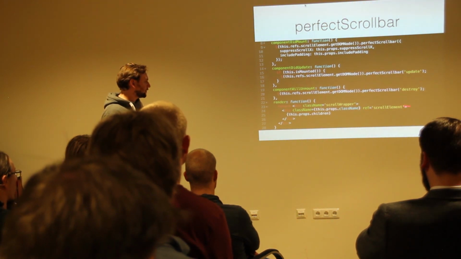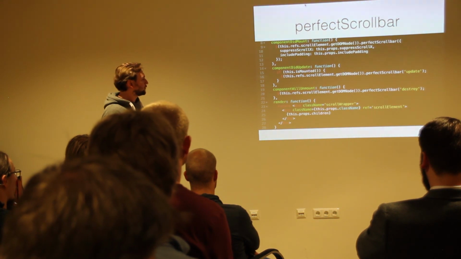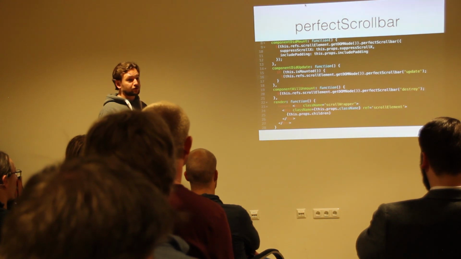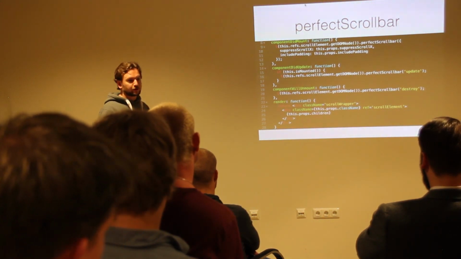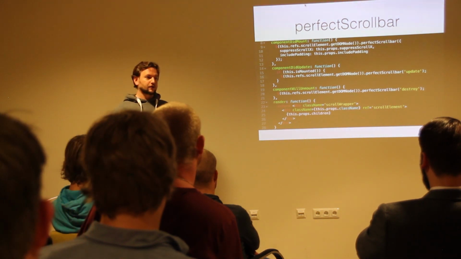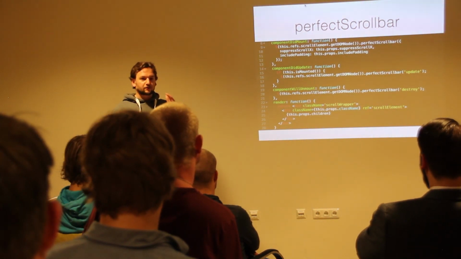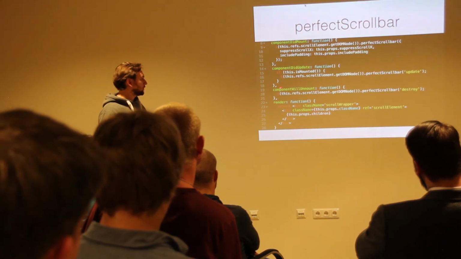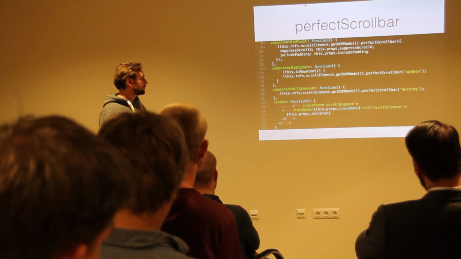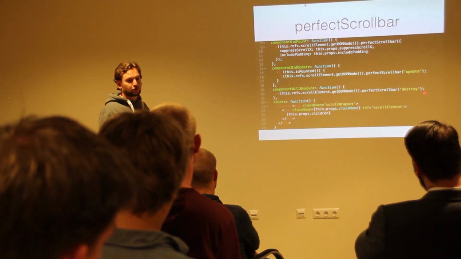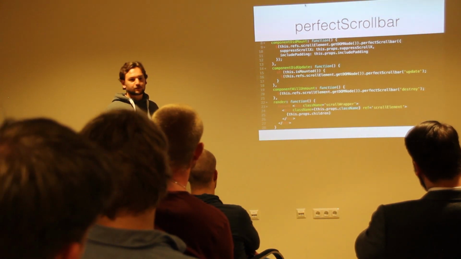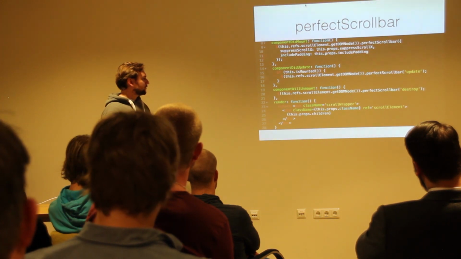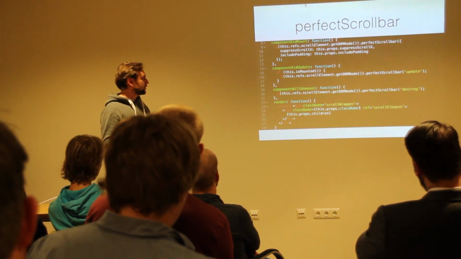So this div will get Perfect Scrollbar integration, and every time the component updates, so it changes size, for example, we update Perfect Scrollbar too, so it adjusts its scroll bars when the width or the height of the component changes. And then when the component gets unmounted, we need to destroy Perfect Scrollbar, otherwise we're prone to memory leaks and other stuff. So this is a bit of the way you integrate with those jQuery plugins.